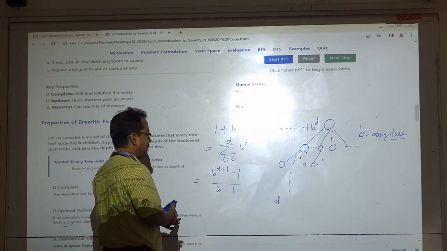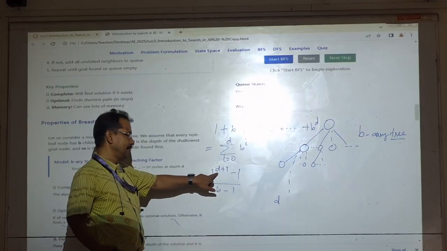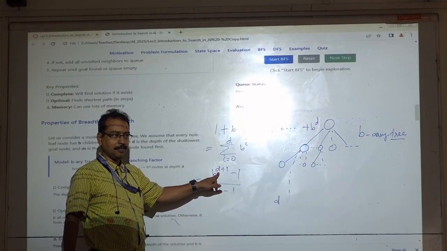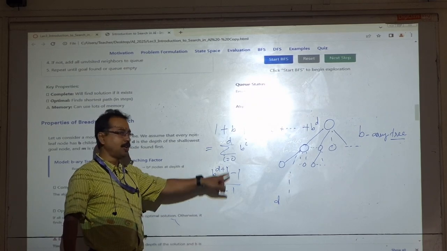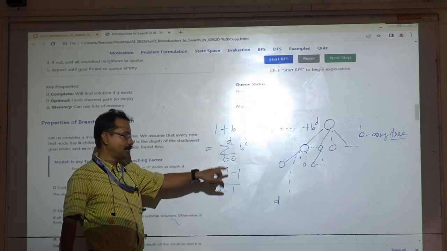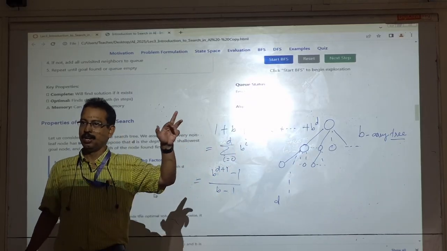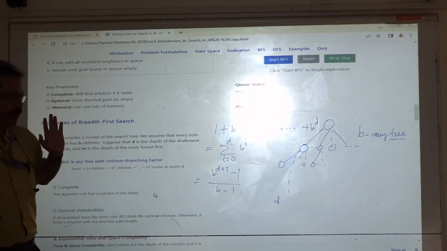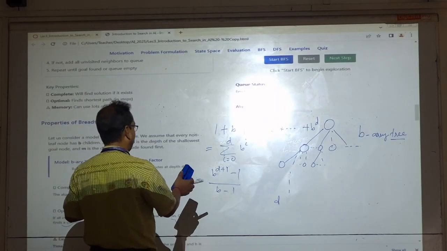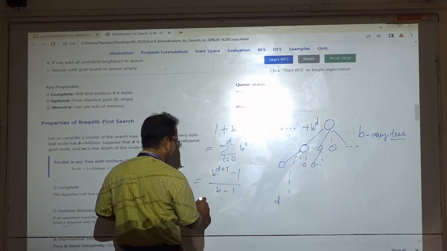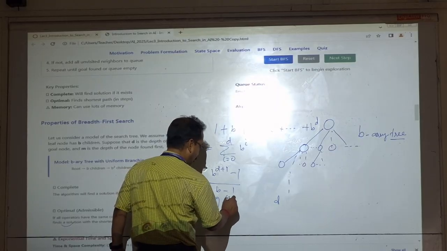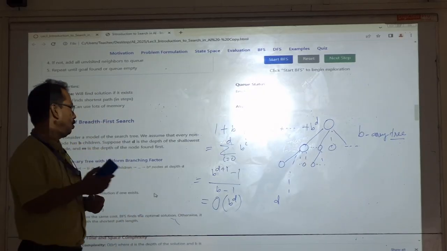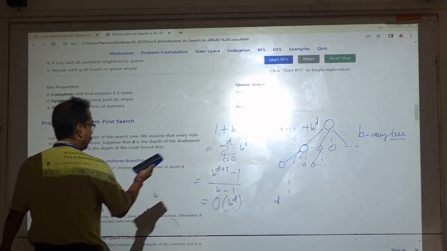One thing is very clear: as my value of d increases, the size of the tree also increases, because d is in the exponent, so it is exponential growth that depends fully on the value of d. That is why we consider that the complexity of the algorithm generally depends on the order of b to the power d. So now let us check that.